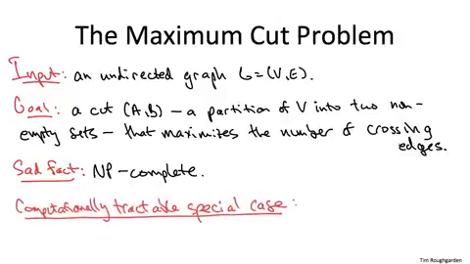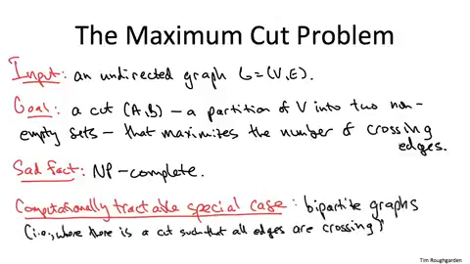Like most NP-complete problems, there are some computationally tractable special cases. For example, the case of bipartite graphs. One definition of a bipartite graph is a graph in which there exists a cut so that every single edge is crossing it. And then obviously that would be the maximum cut of the graph.